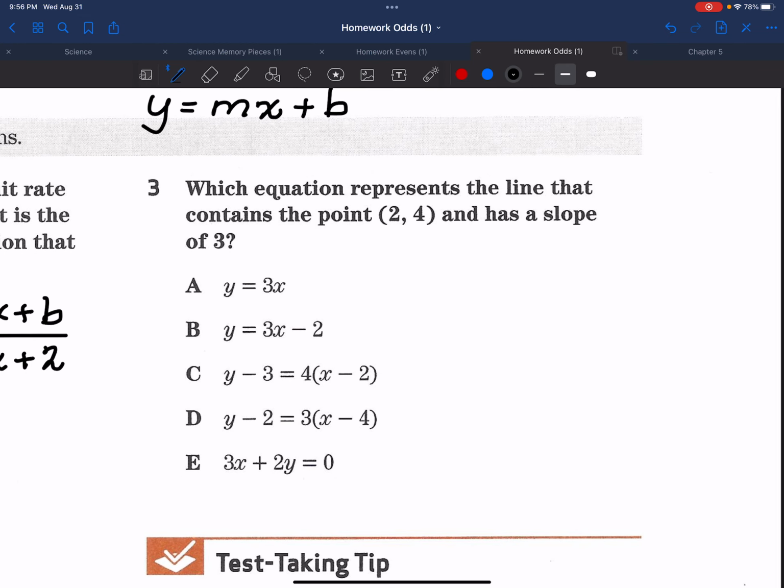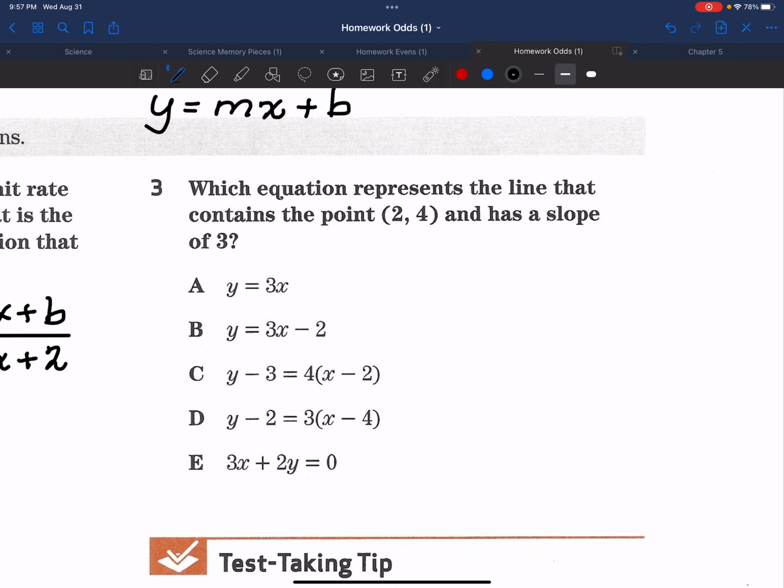Number 3. Which equation represents the line that contains the point (2, 4) and has a slope of 3? Well, we want slope-intercept, or possibly point slope. I'm going to go with point slope because we're given those two pieces. We have a point and we have a slope.